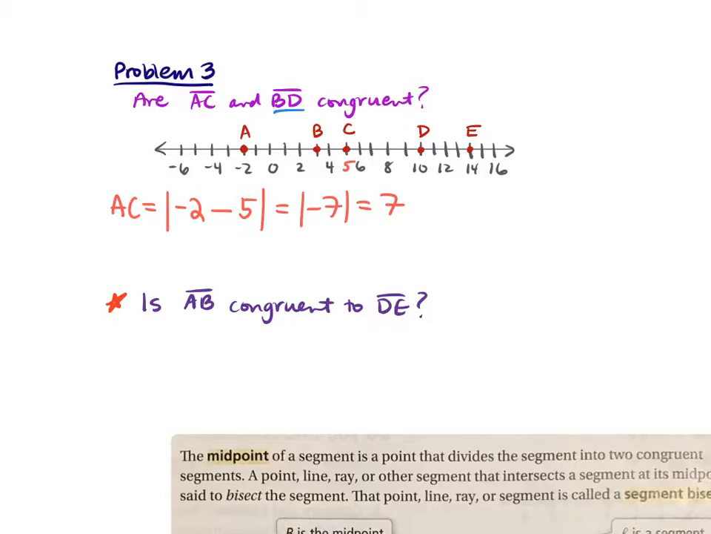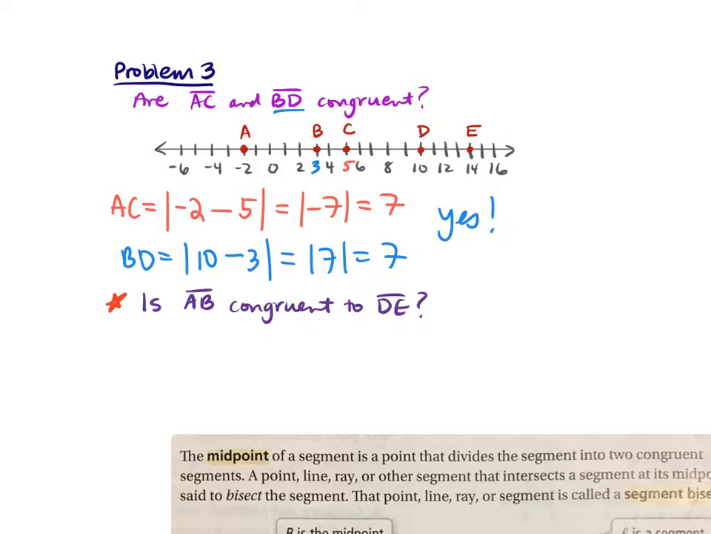So let's do that for BD. BD is equal to, and let's start with the coordinate of D, which is 10, and subtract the coordinate of B in this case, which is 3. If we subtract 3 from 10, we get the absolute value of 7, which is also 7. So since they have the same lengths, then they are congruent. Yes, they are congruent.